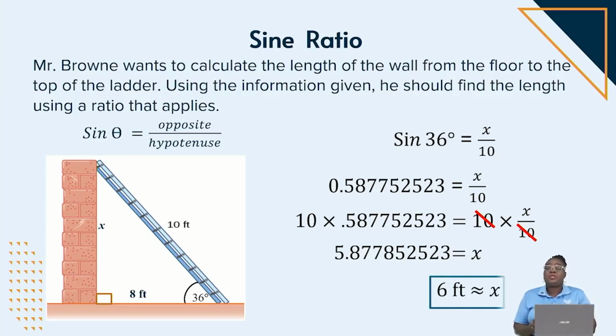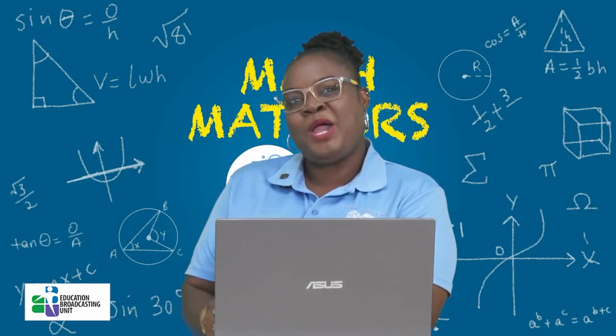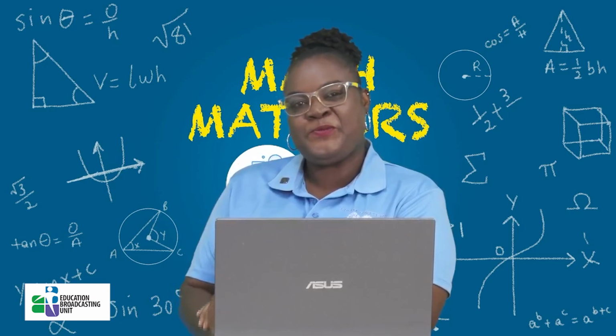So, Mr. Brown now knows he can use many ways to find the measurement of one side of a triangle, and even the angles, using our trig ratios and Pythagoras theorem. Remember, it is the relationship between the angles and the lines in a right angle triangle. Let's take a break. We'll be right back with our challenge question for this week.